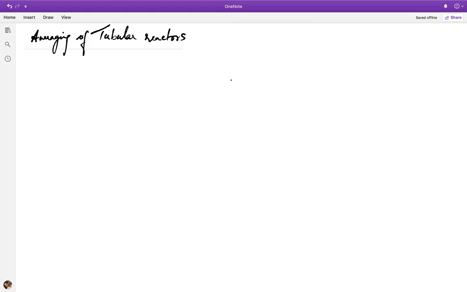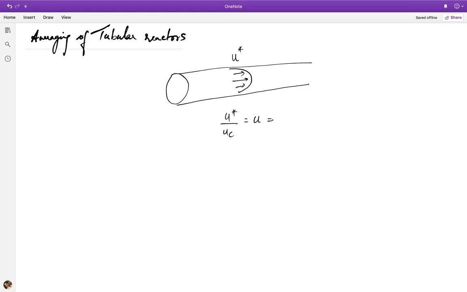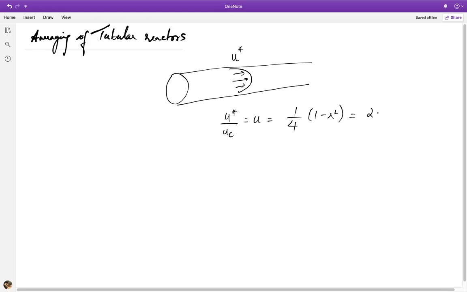Okay, so we're looking at again a cylindrical pipe in which you have pressure driven laminar flow. So this is the velocity profile U star to indicate dimensions, and so we have U star by U characteristic, which is our non-dimensional velocity U, having a form that's 1 by 4 times 1 minus r square, which is the same as 2 times the average velocity times 1 minus r square.